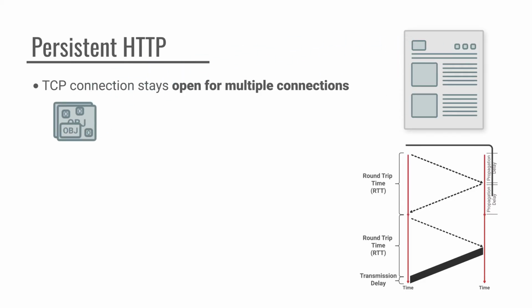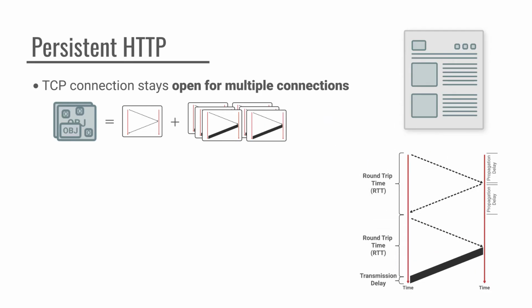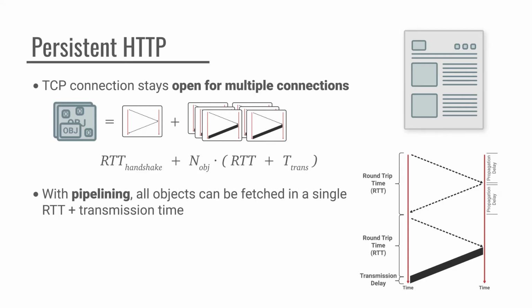There is only one handshake request at the beginning, followed by any number of object requests thereafter. If there are many objects to fetch, the time can be greatly reduced by cutting out all those additional round-trip times for the initial handshake. At a basic level, this means that the total time is instead equal to 1 round-trip time for the handshake, and 1 round-trip time for each object, plus the transmission time. In fact, through a process known as pipelining, whereby the objects are requested at the same time, it is conceivable that all the objects could be fetched in a single round-trip time plus the transmission time.